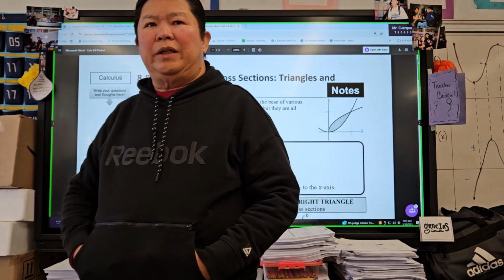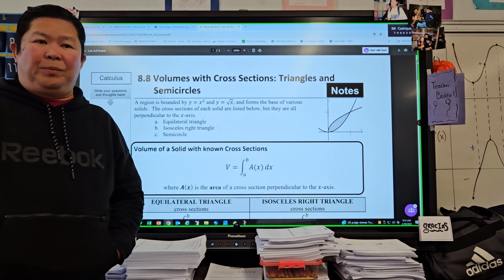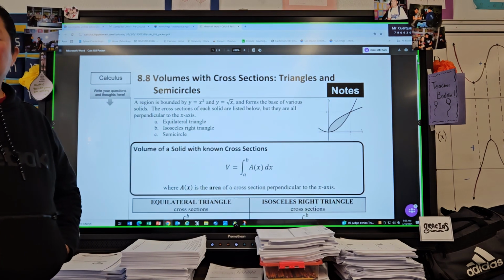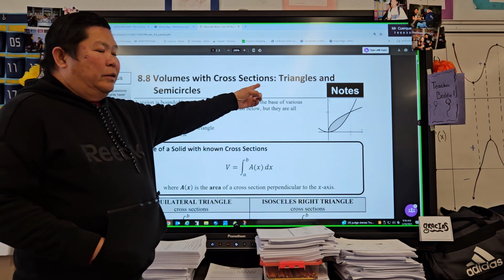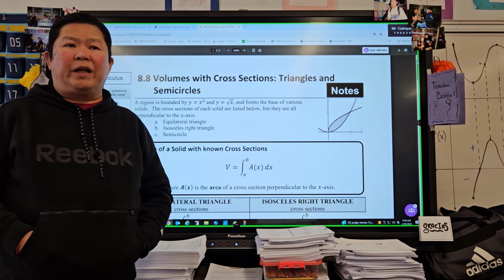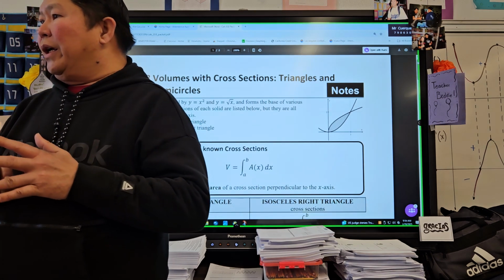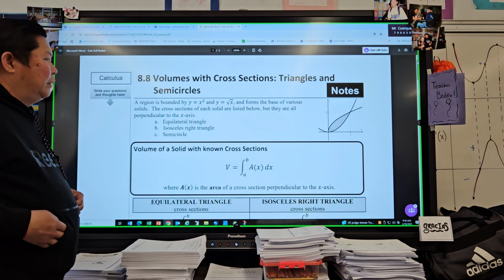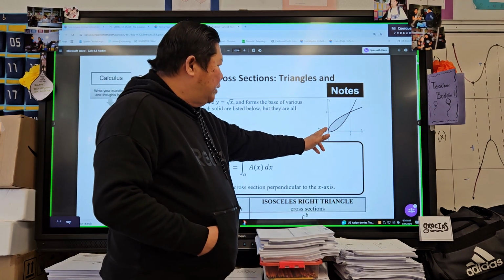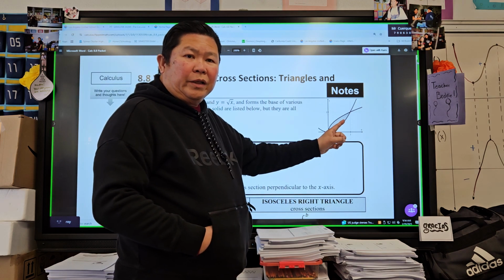So today is March 19 and we're gonna do the last four topics of AP Calculus AB, and it's all about 8.8 volumes with cross sections, and we are focusing on triangles and semicircles. Yesterday we focused on squares and rectangles, right? So we're gonna use these functions right here. What is this? Square root, right? And the other one is parabola.